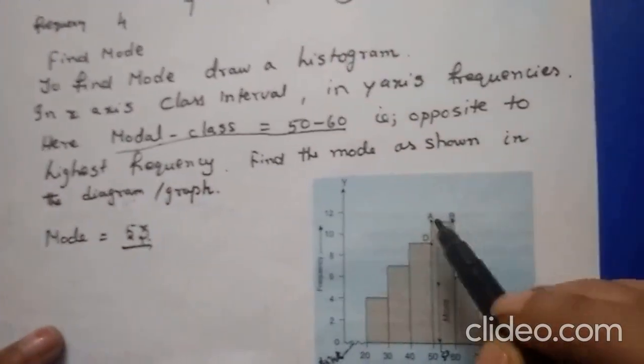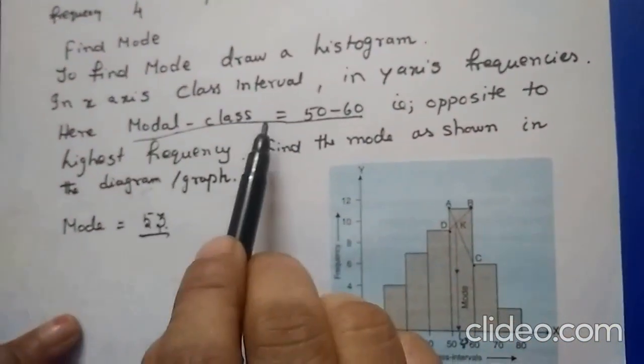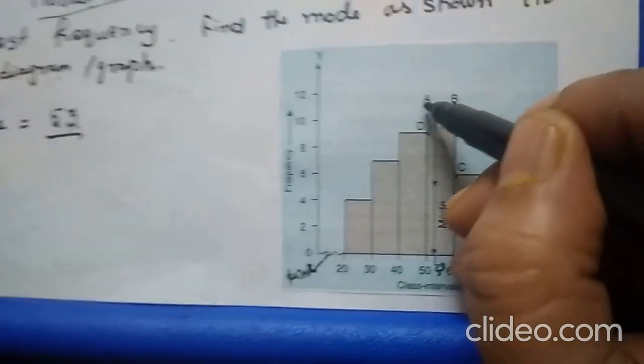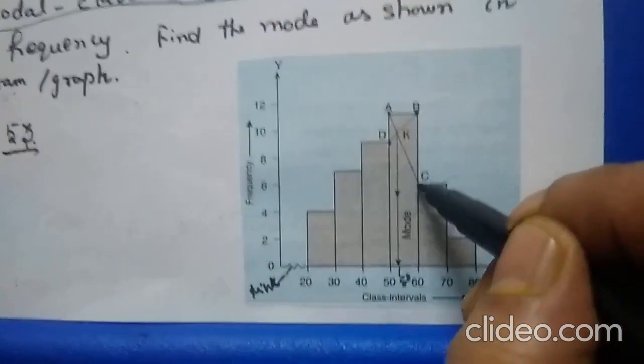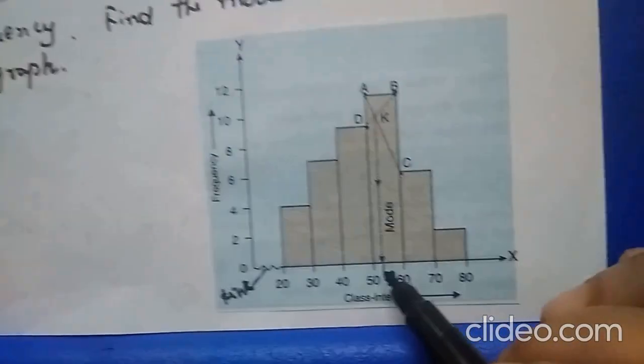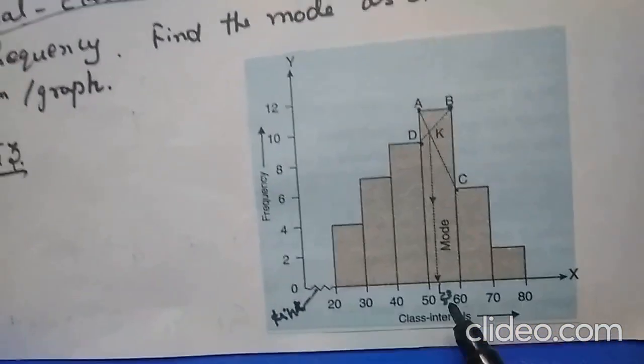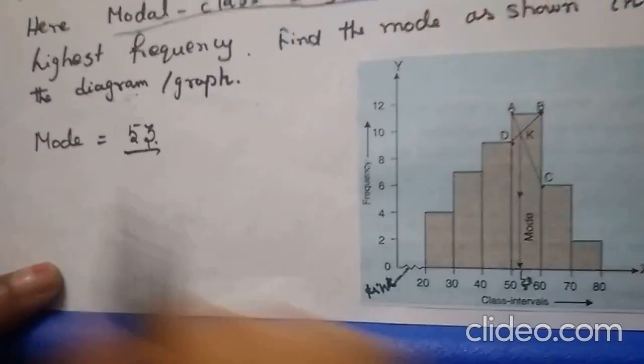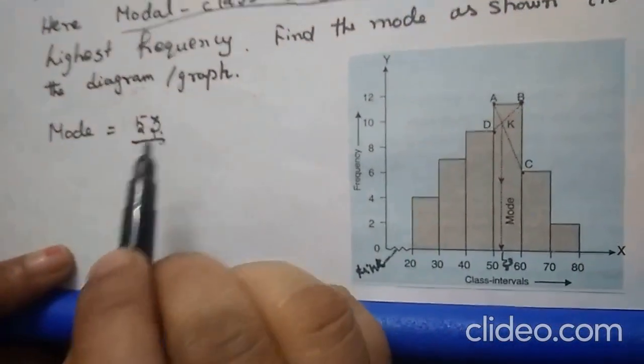Again, I am explaining. 50 to 60 is the modal class, opposite to the highest frequency. So join the previous lower end to this high end, and this end to the next end. Draw a vertical line. Where it intersects, that is the mode. In between 50 and 60 it is intersecting. Therefore, mode is equal to 53.